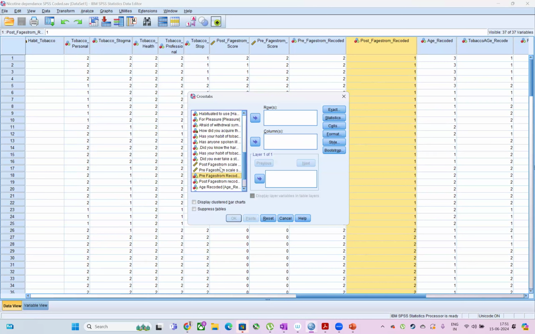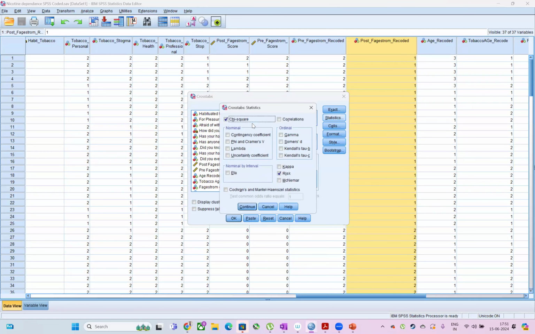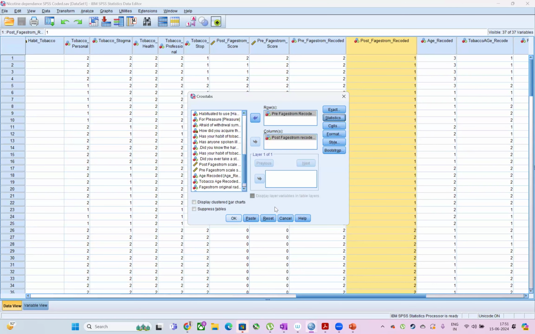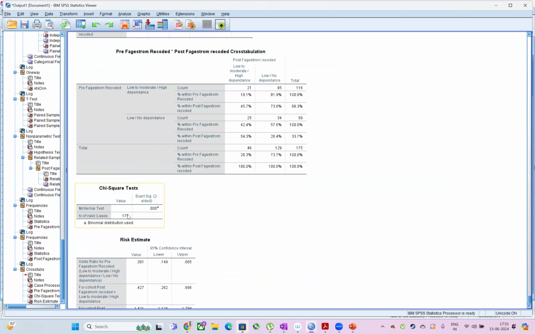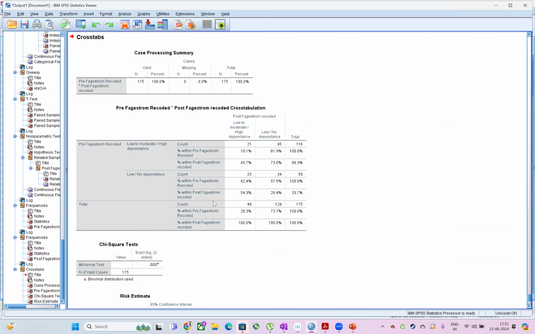Now I'm going to keep the post-Fagerstrom categorical variable into the column and the pre-Fagerstrom categorical variable into the rows. And inside the statistics, instead of clicking on chi-square, I am going to click on McNemar, and I am going to give OK. So here, if you see, the McNemar test p-value is statistically significant.